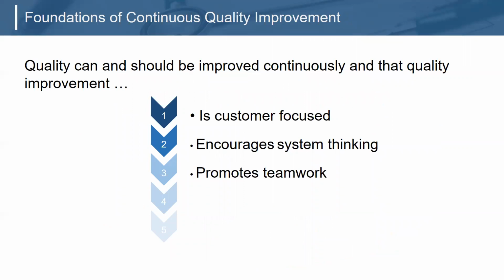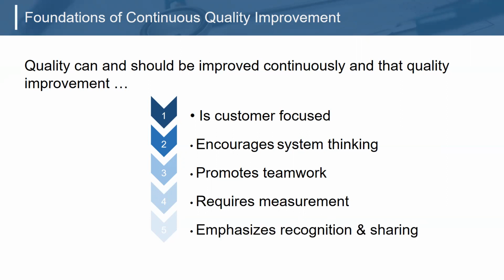Continuous quality improvement is regarded as a team sport. It's rarely successful when done in isolation. So build your team and pay attention to how they are involved in your project. It requires measurement. Collect your data, analyze and review it as you go along to understand if the changes you're making lead to an improvement. And finally, recognize and share what you've learned, be it a success or a failure, so that others don't have to recreate the wheel.